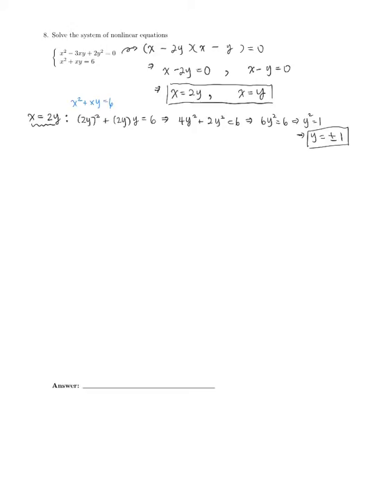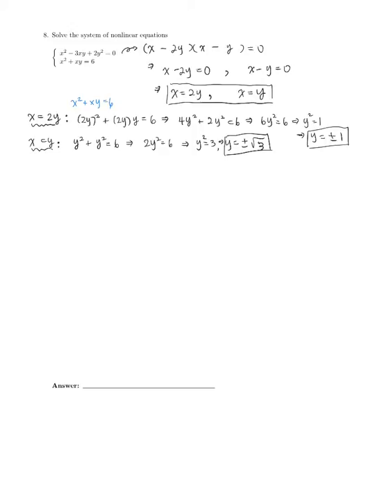Okay, now let's go with x equals y. When x equals y, I'm also going to plug this into that blue equation I just drew above. So here we're going to have y squared plus another y squared equals 6. So we got 2y squared equals 6. So y squared is 3. So y is going to be plus or minus the square root of 3. All right, let me just box this.